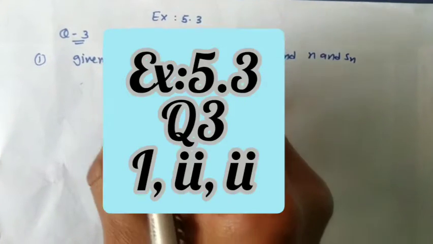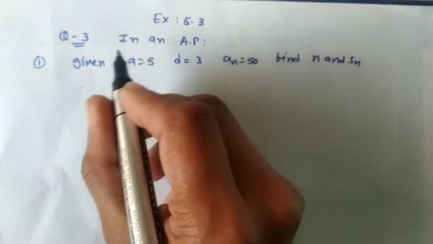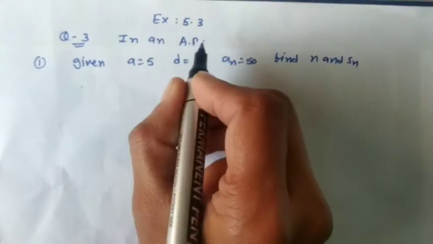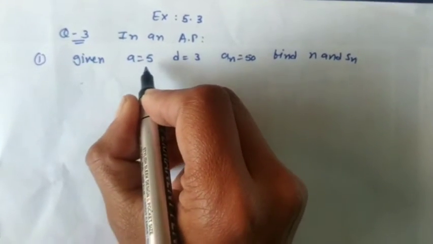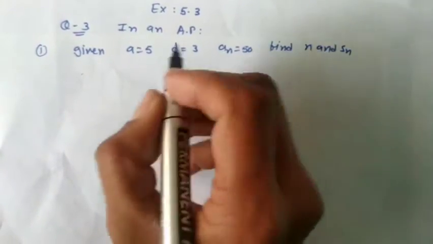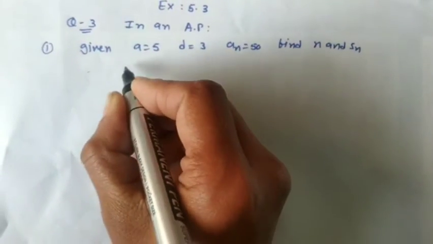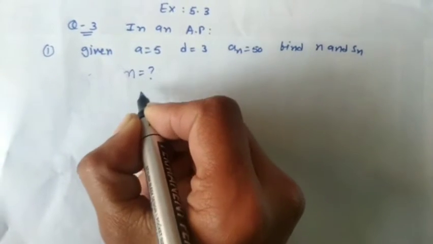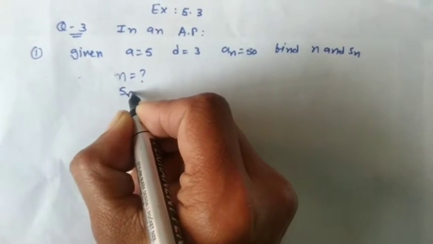So as here you can see, this is exercise 5.3, question number 3. In an AP, a is given, d is given, an is 50. We have to find n and Sn. So how will we do the process? Here n is a question mark, so let us write that, and here Sn is also a question mark.